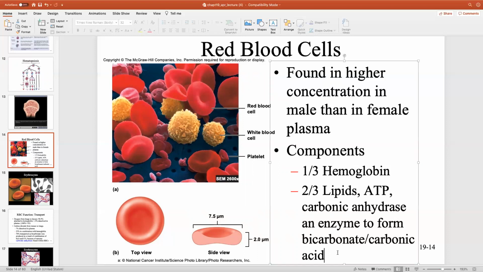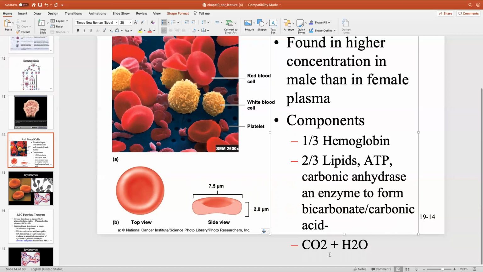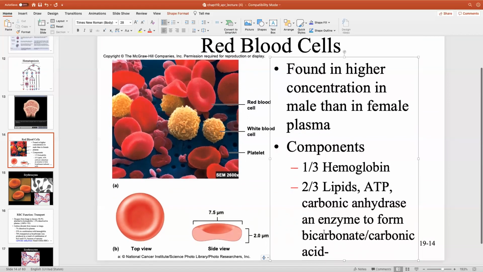We're going to see that red blood cells are going to carry carbon dioxide, and outside of it is going to have lots of water. We're going to mix these two. In the process of mixing these two, we're going to form bicarbonate and carbonic acid. But that only happens if we have that enzyme, carbonic anhydrase.